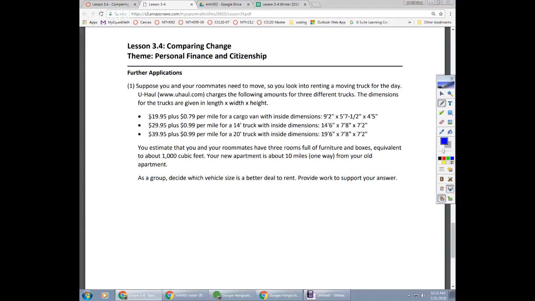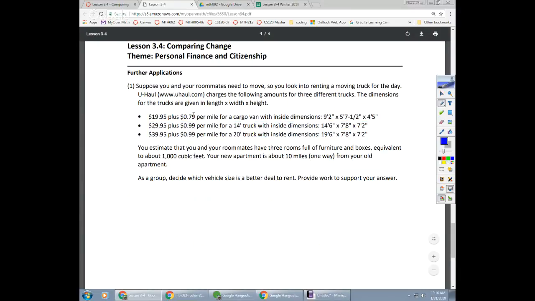And here is the initial cost plus the cost per mile. And these are the sizes of the trucks here. So you have to decide what's the better deal if you have to move about 1,000 cubic feet of stuff and it's 10 miles one way to your new apartment. If you make multiple trips, you've got to get back and forth. So you've got to consider all that. Trips back and forth, 1,000 cubic feet. Which of these is the better deal based on the cost per mile and the fixed cost for each one?